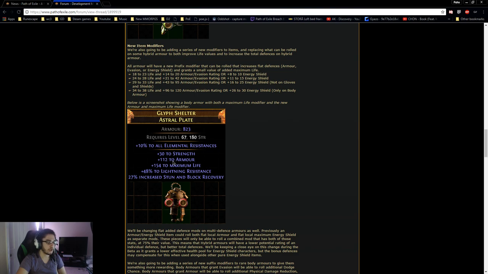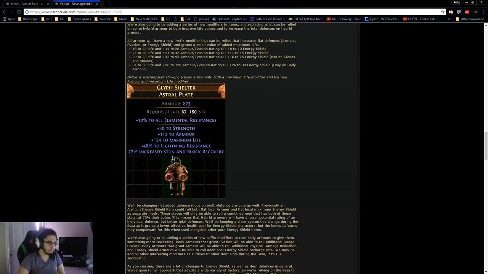Although I feel that they should have shown this with a percentage armor increase, because if you have a life prefix and an armor prefix, I feel like it'd be better to get a life prefix and a percentage armor prefix, because you're getting a flat armor from the hybrid roll. So I feel like they could have done a better job showcasing this, but it's totally fine.